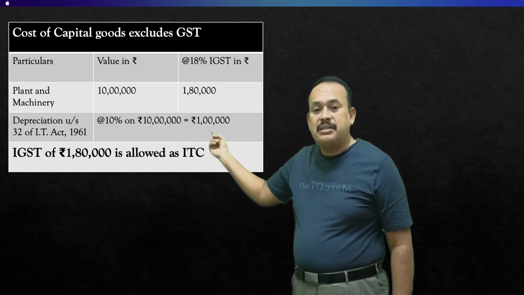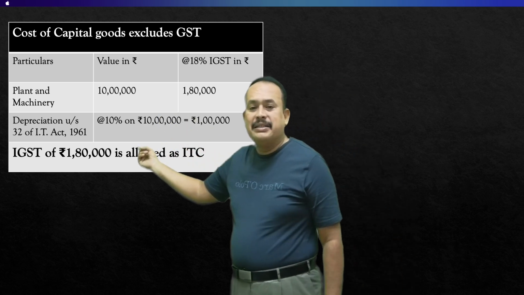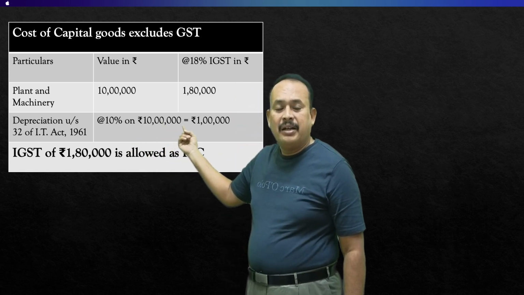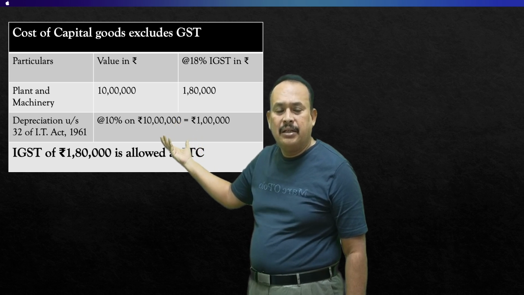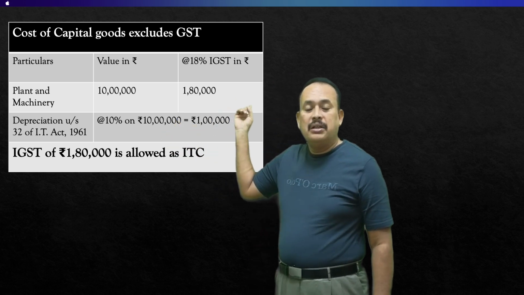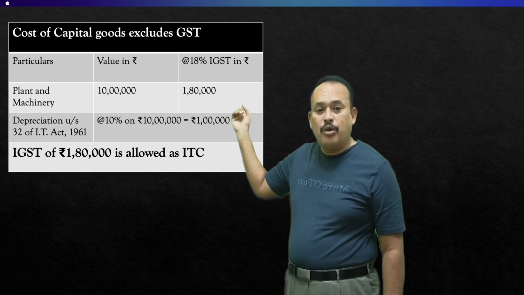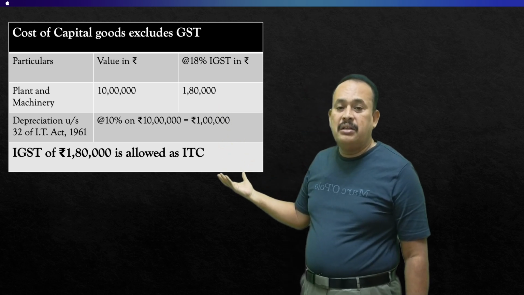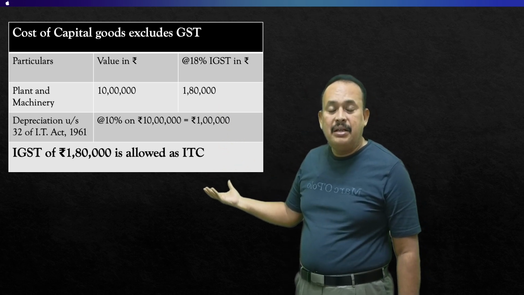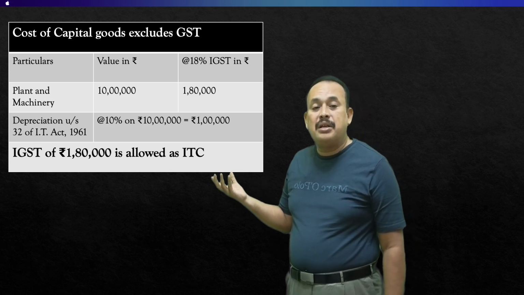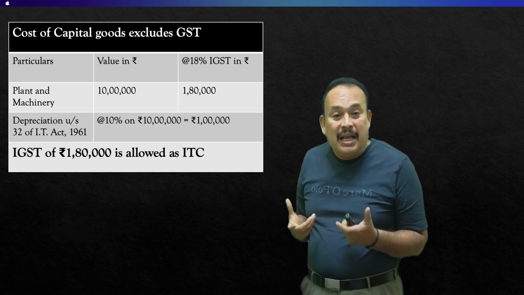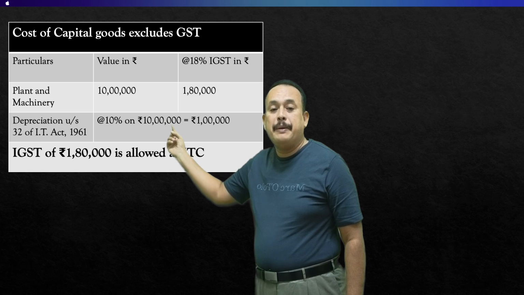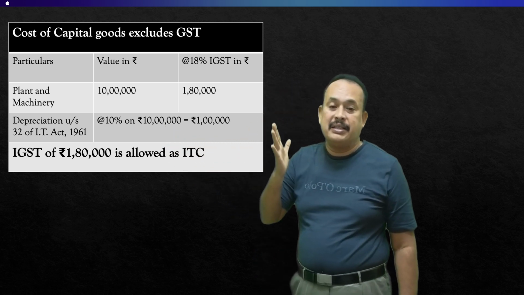Now, in the given case, for depreciation under section 32 of the Income Tax Act, he is claiming only on 10 lakhs, at 10% under the block of assets, that is 1 lakh. If so, does this GST amount qualify for ITC? Yes, GST of 1,80,000 is allowed as ITC. Reason? Because this person availing ITC has not capitalized the cost of the GST along with the cost of the asset to claim depreciation under section 32 of the Income Tax Act.